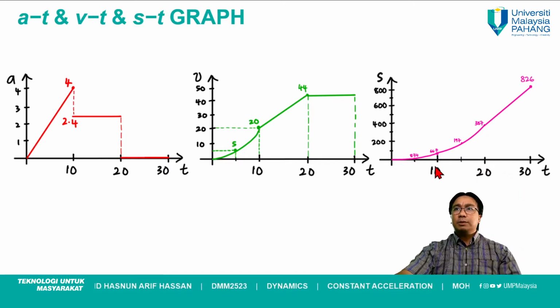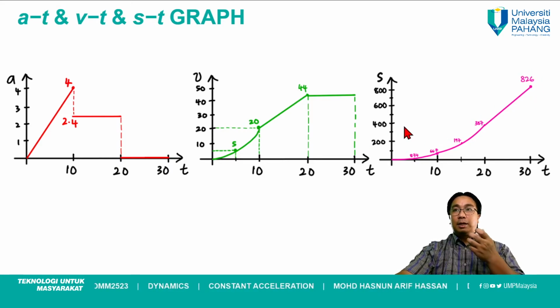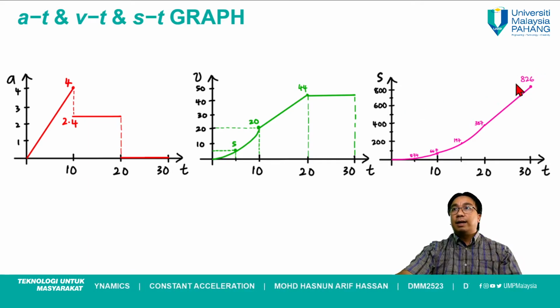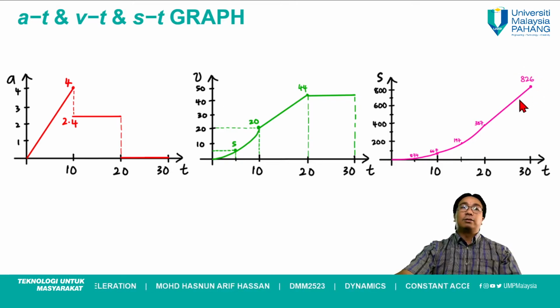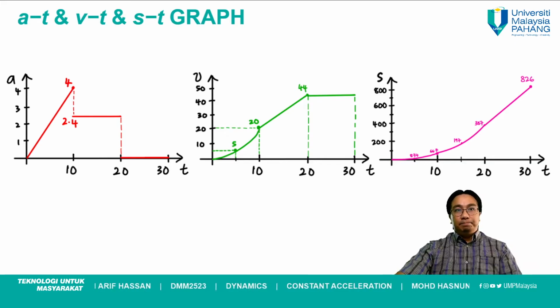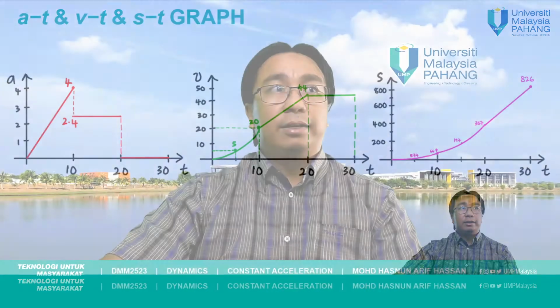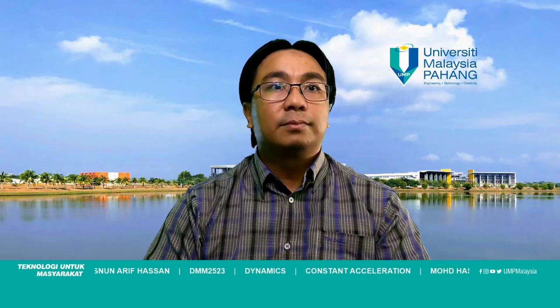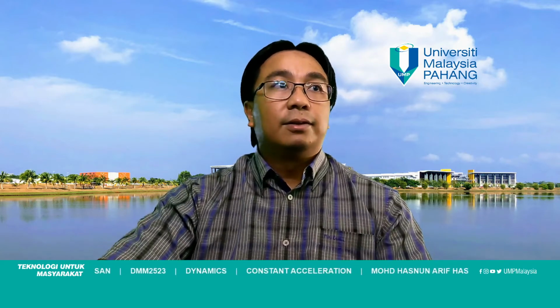So from here we know the total displacement of this particle, of this object, is 826. After t equals 30 seconds, you get S equal to 826. Okay. Do you have any questions so far? No questions, okay.